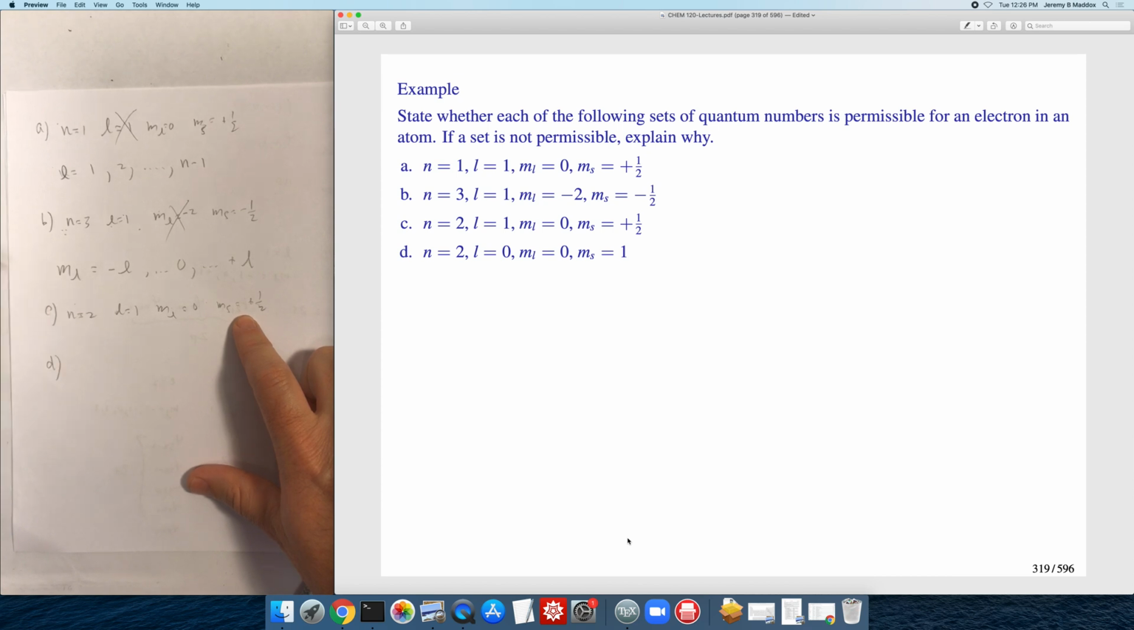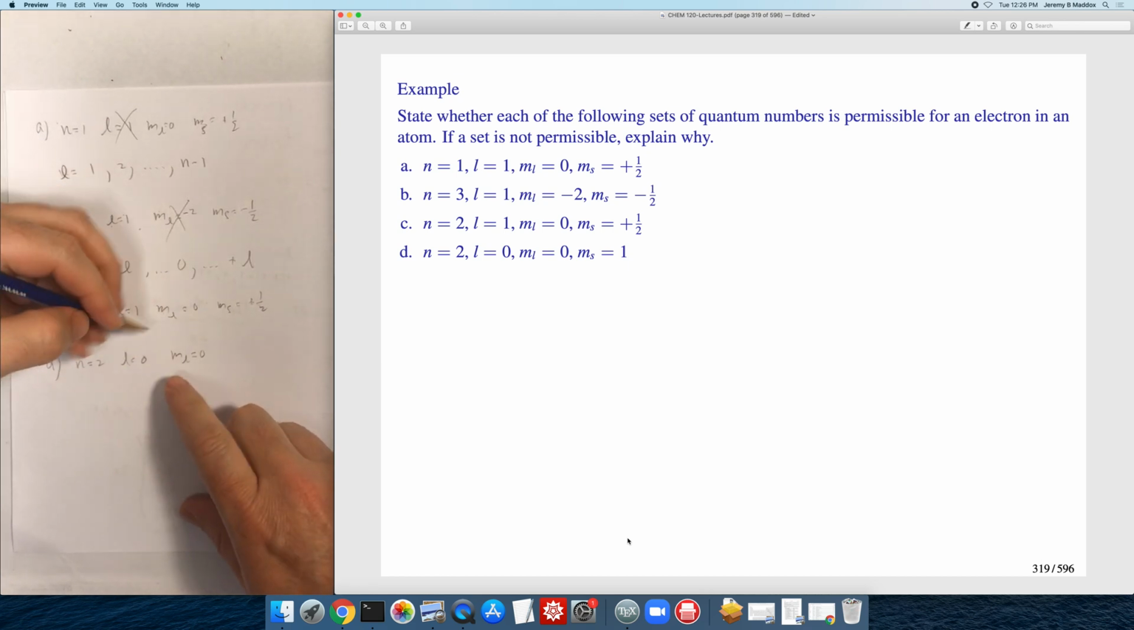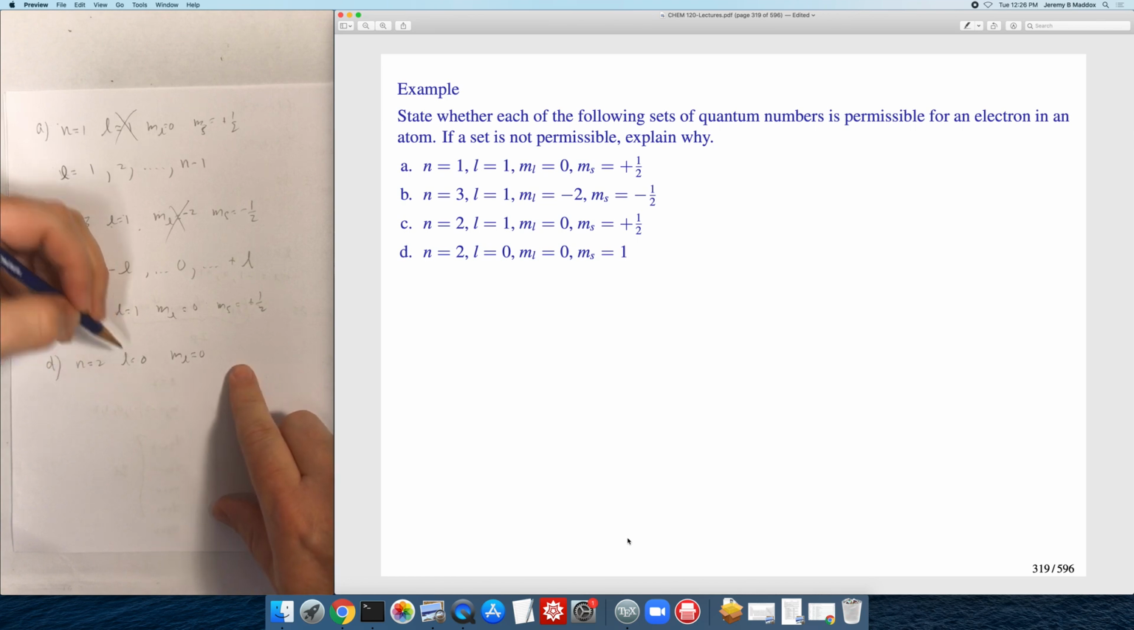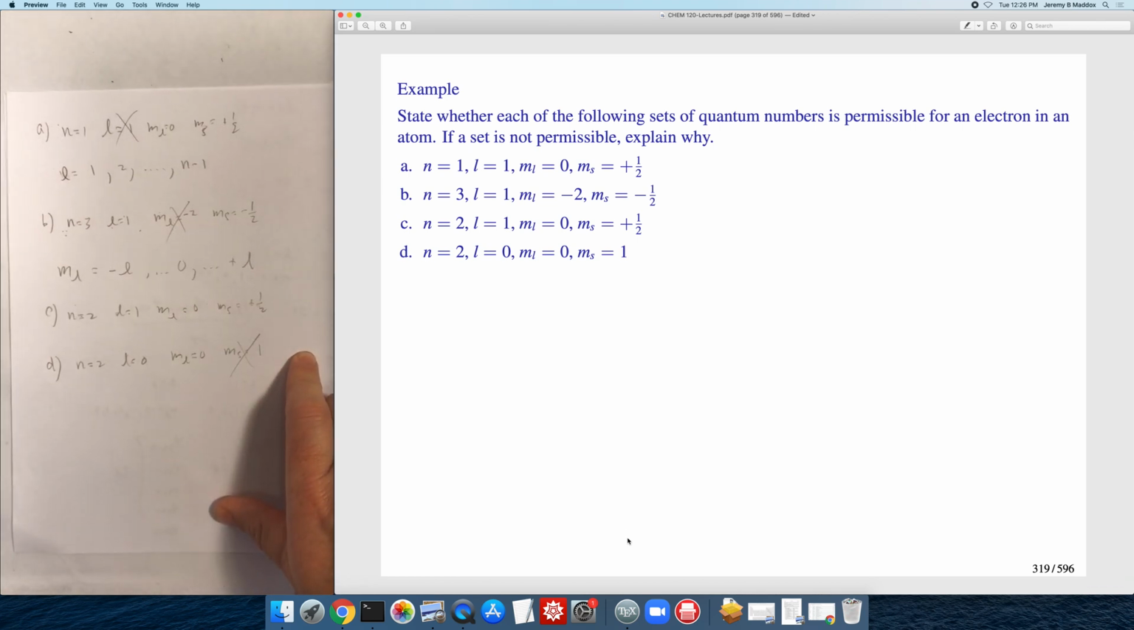For D here, n equals 2, L equals 0. That's fine, there's nothing wrong with that. m sub L should be 0 when L equals 0. However, m sub S equals 1, that's not one of the valid quantum numbers for m sub S for an electron. Okay, so part D is an unacceptable set of quantum numbers because it doesn't have the right value for m sub S. m sub S should be plus or minus 1/2.